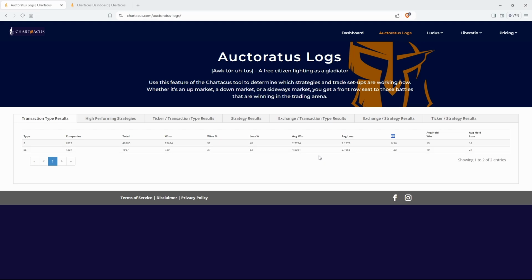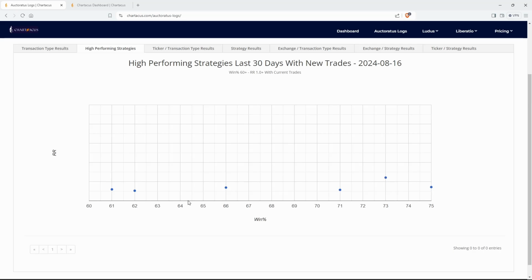Now let's go to the high-performing strategies tab. Notice on the left side, which is the y-axis, you have the RR ratio. So the higher up the dot is, the higher the RR ratio. On the lower scale, the x-axis, you have the win percentage. The farther right you go, the higher the win percentage. So ideally, you're hoping to find strategies that are winning greater or equal to 70% of the time and returning more than $2 for every dollar risked. So you're really kind of in this section right here.